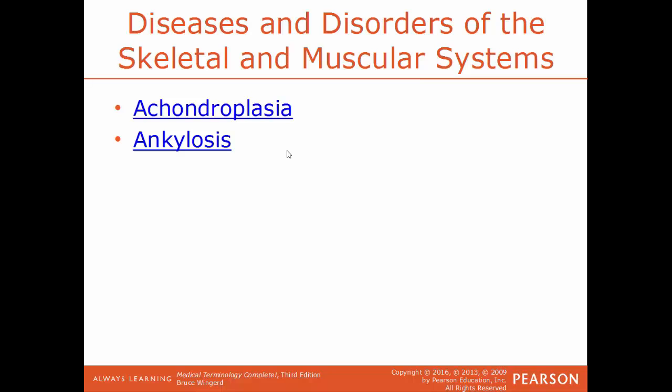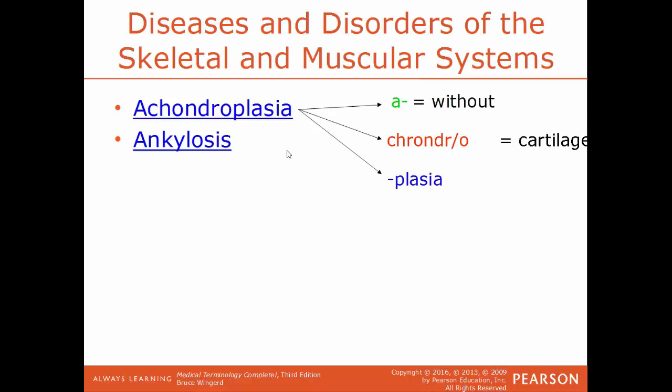The first one, achondroplasia. If you were to break that word down, the prefix a means without. Chondro is a reference to cartilage, and plasia is a reference to formation. So we put all those together: without the formation of cartilage. This is a condition that will lead to someone having very short stature. This is actually a type of dwarfism.